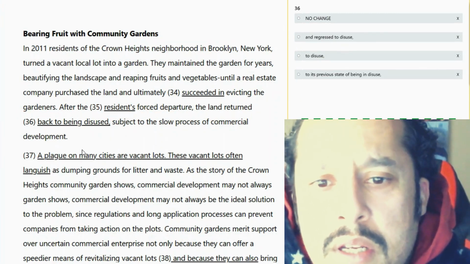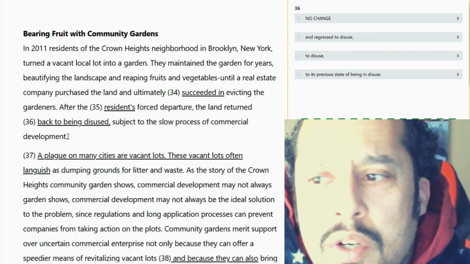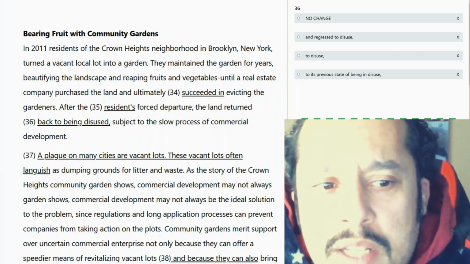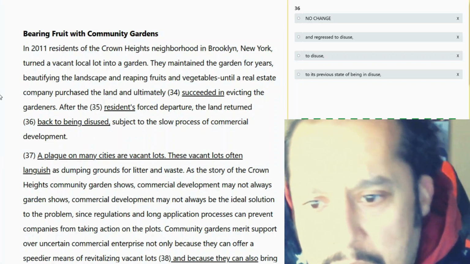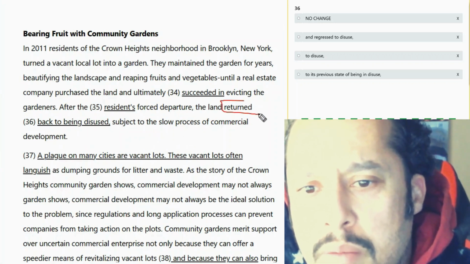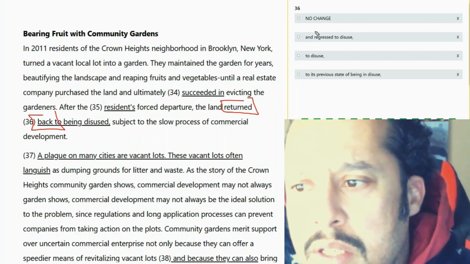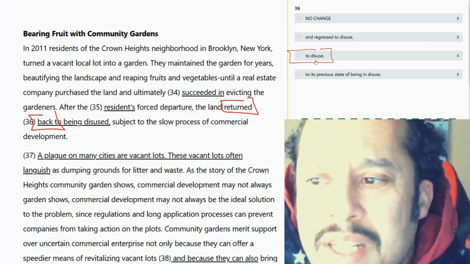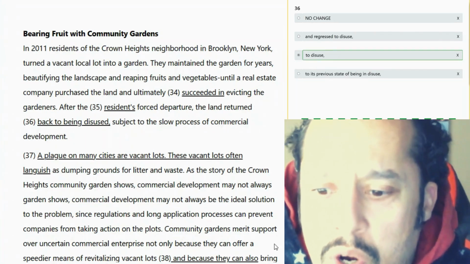Number 36. The land returned back. No. مش لازم أقول كلمة back عشان returned معناها back. So this is redundancy. So the land returned to disuse. The other answers are redundant.